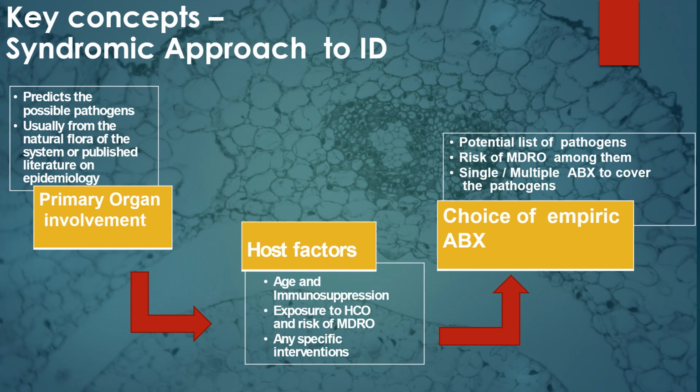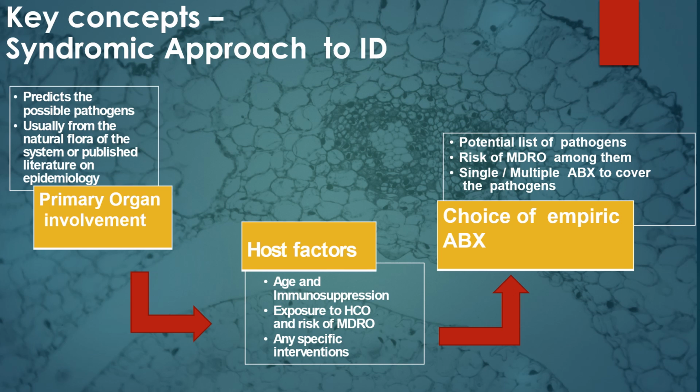Let us first understand the primary organ involvement. What are the possible pathogens? What are usually the natural flora? Usually from the natural flora of the system or published literature on epidemiology of the organs. And based on the organ involvement, understand the host factors. What is the age? What is the immunosuppression or competence status? Is there any exposure to multi-resistant organisms or healthcare organizations? Are any specific interventions being carried out on the patients?